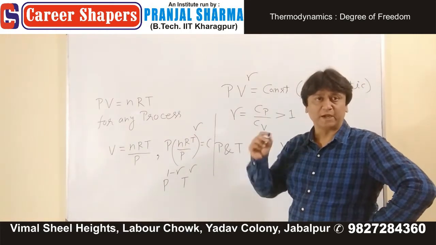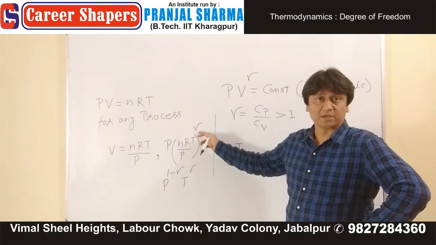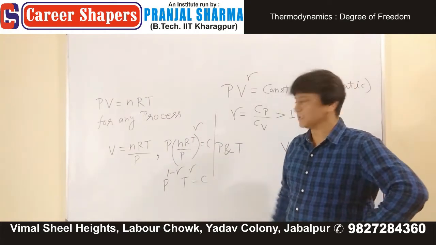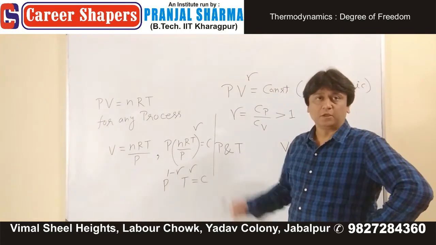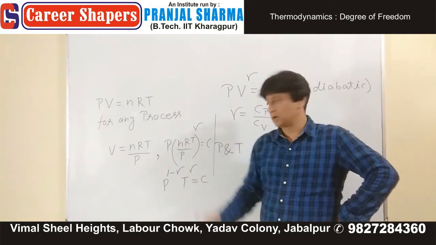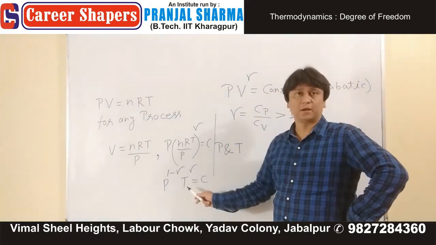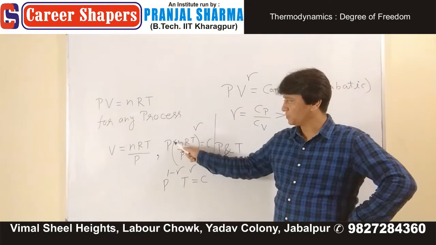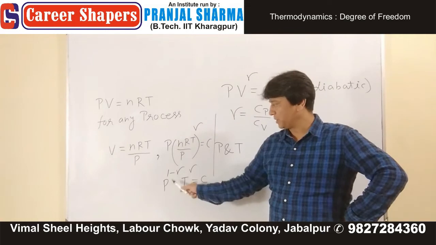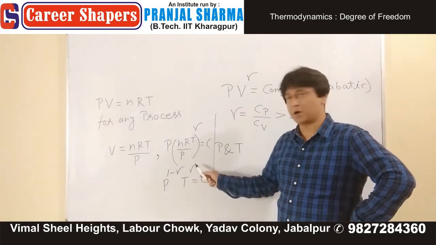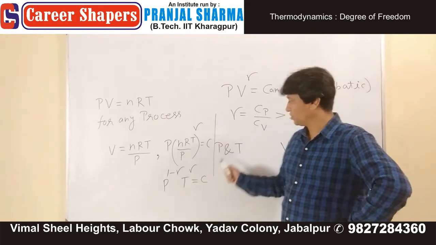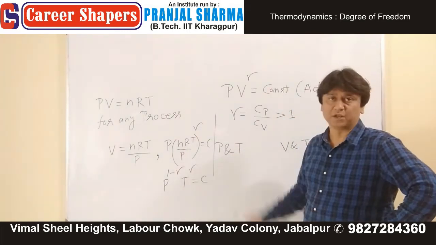n is a constant, R is a constant, gamma is a constant, this is a constant, and therefore everything is basically what? A constant. The things which are going to change in an adiabatic process are what? Pressure and temperature. So what we have done, this is P to the power 1 and this is P to the power gamma, which becomes what? P to the power 1 minus gamma, T to the power gamma. This gives us a constant. This is the relationship between pressure and temperature.